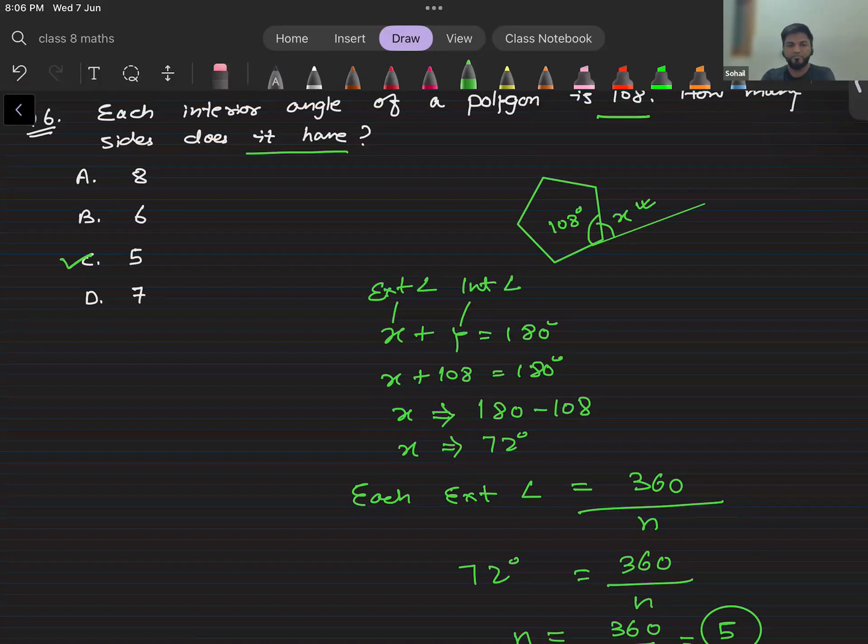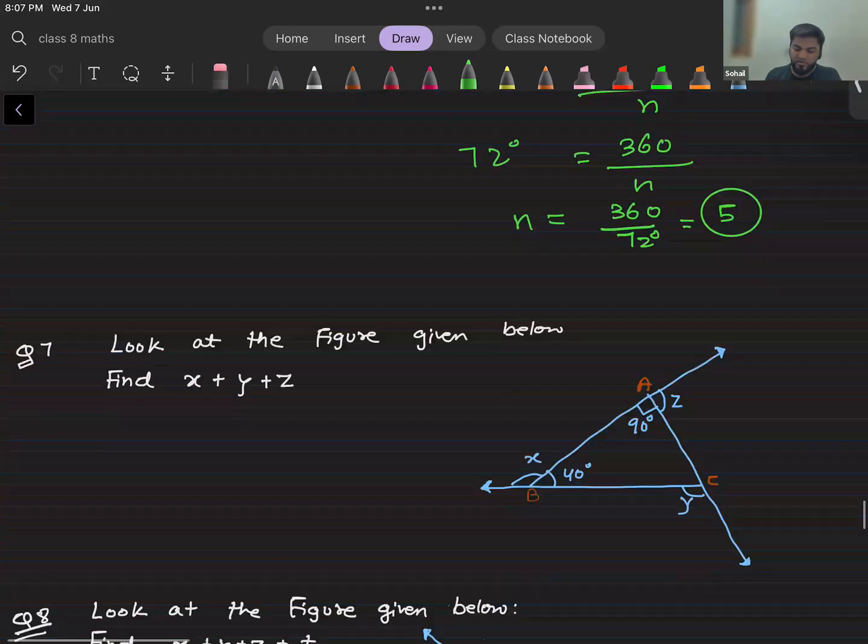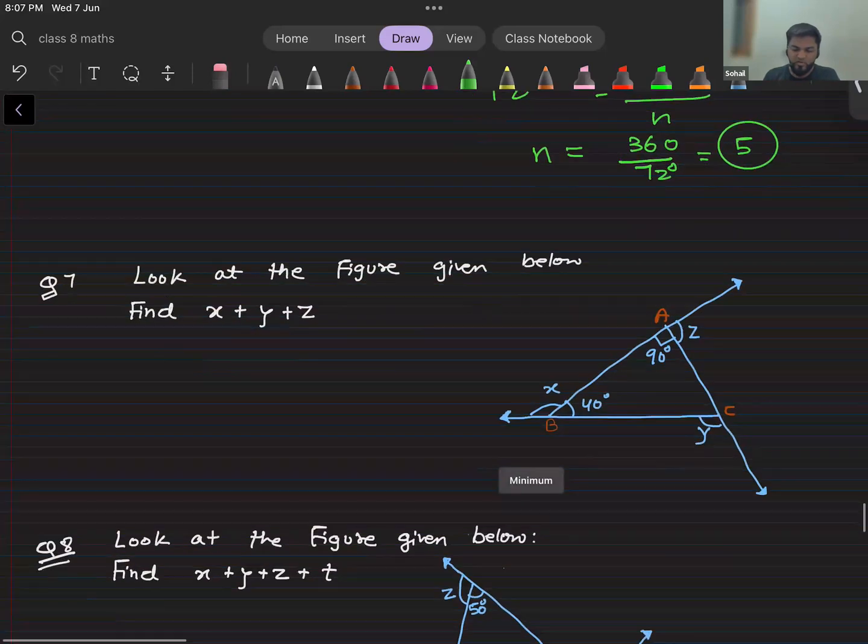Right. Now who didn't get the solution? I will explain again. All of you got the solution? How do we solve this one? Yes, sir, we just had to divide 360 upon it. Exactly. Just find out the exterior angle, and divide 360 by the given value. You will get the number of sides. Yes, sir.